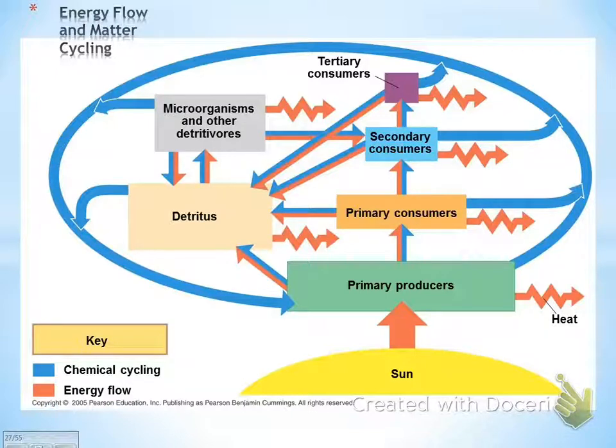Lots of energy is lost in the form of heat. You can see the red arrows. So this is just the flow of energy. And remember the chemical cycle, the blue, that would be like nitrogen, phosphorus, water. Those things are cycled, so they're not lost, while energy is lost up the trophic levels. And remember tertiaries at the top, that'd be like a hawk or something like that.